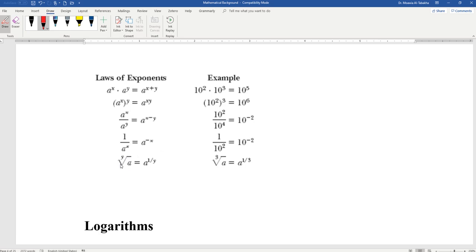Okay, the y root of a will be equal to a to the power of 1 by y. For example, if you want to get the square root of 9, what is the square root of 9? 3, right? How do I write the square root of 9? I can write 9 to the power of 0.5, which is 1 over 2, because it is a square root. Okay, this is an example. The cubic root of 8 is equal to 8 to the power of 1 by 3.